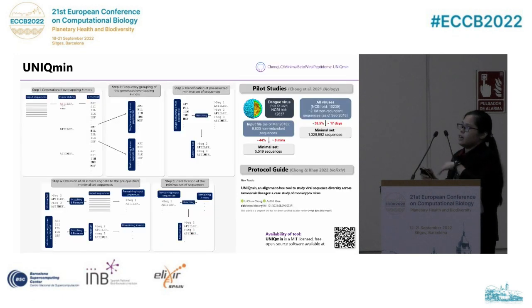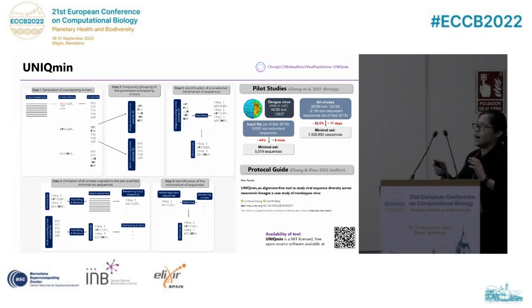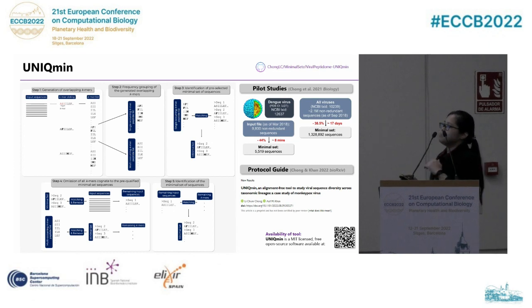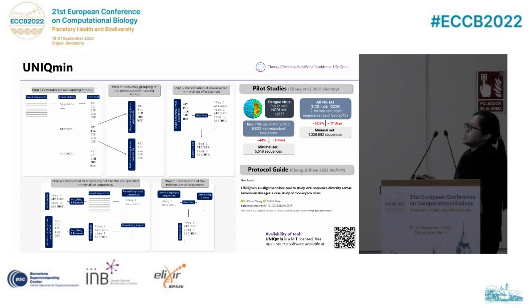So now we already covered the core idea of UniqueMer. Let's look into how the idea is implemented. From this figure, we can see that UniqueMer comprises 5 steps. The first step is the generation of the overlapping k-mers. The second step is the frequency grouping of the generated overlapping k-mers. The third is identification of the pre-selected minimal set of sequences, then omission of the k-mers connected to the pre-qualified minimal set sequences, and lastly, identification of the minimal set of sequences.